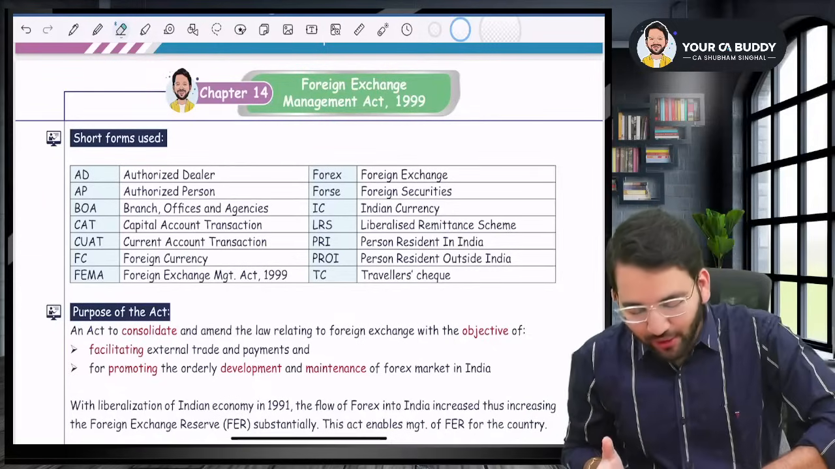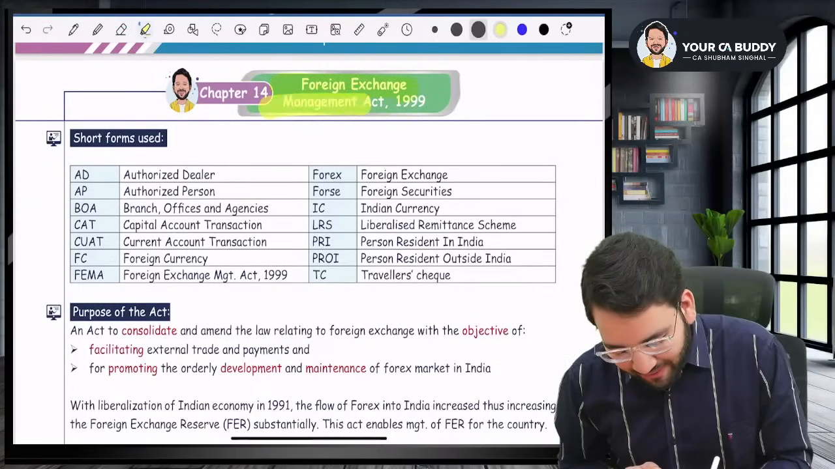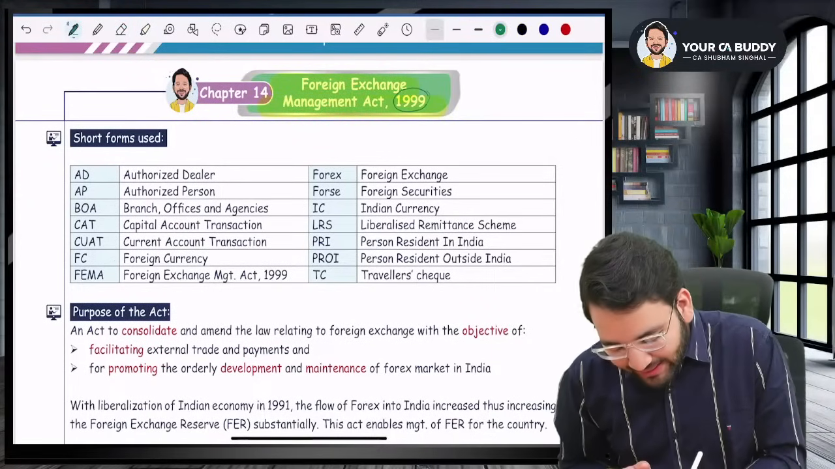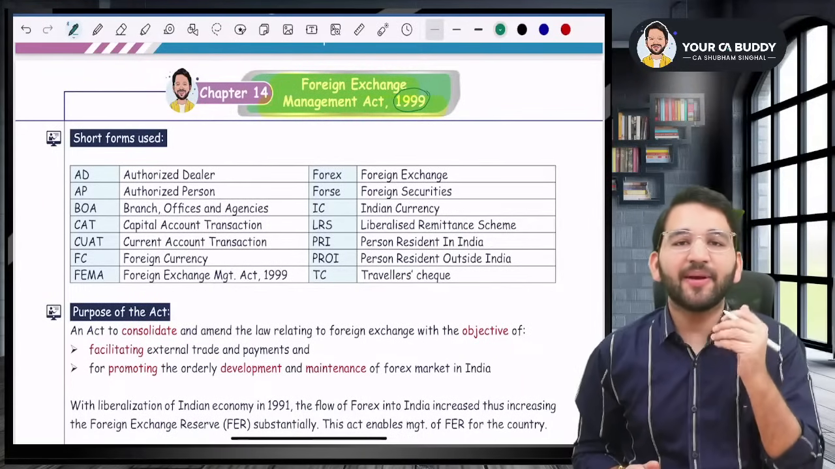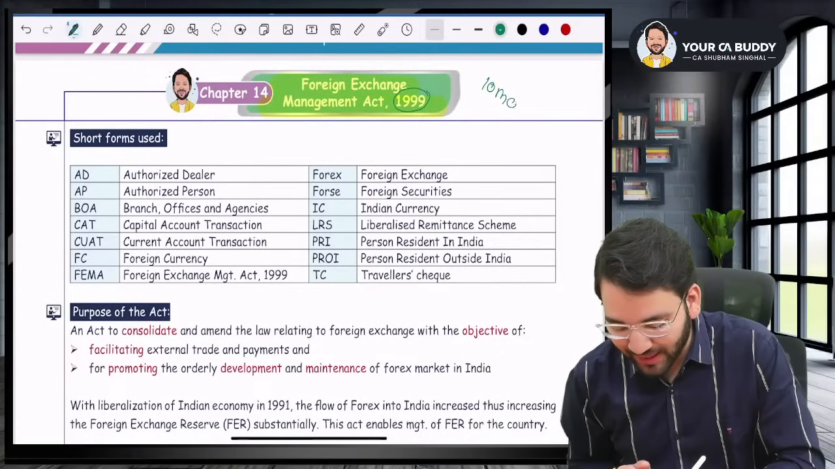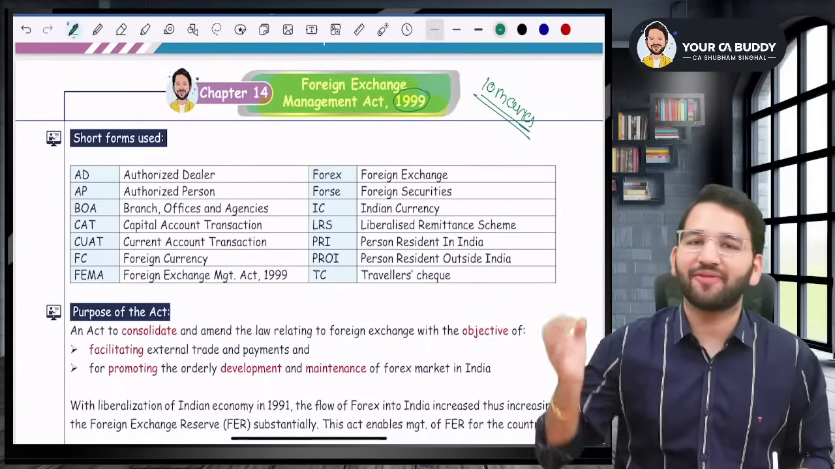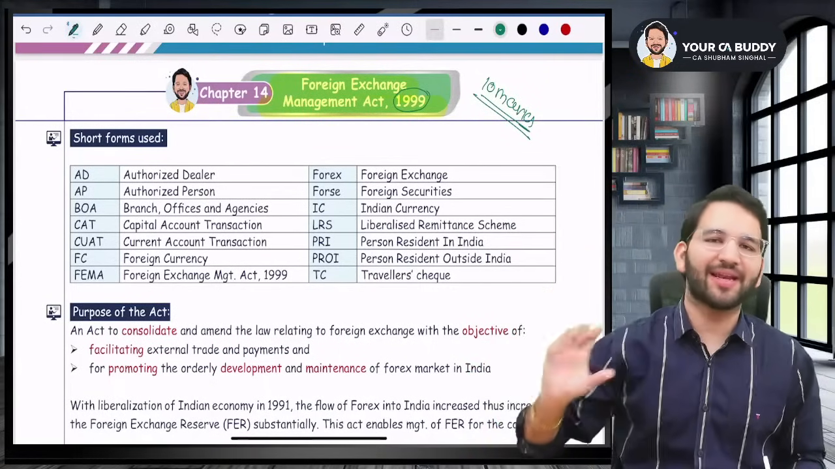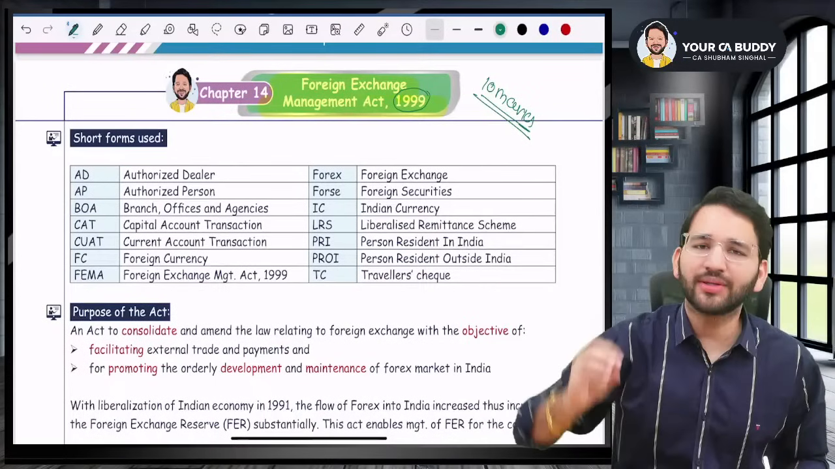We are going to start a chapter called Foreign Exchange Management Act 1999. This chapter came in 1999. Let me tell you, this chapter has a weightage of 10 marks in your exam and it is a very easy chapter and easily manageable also. Now listen to me very carefully.